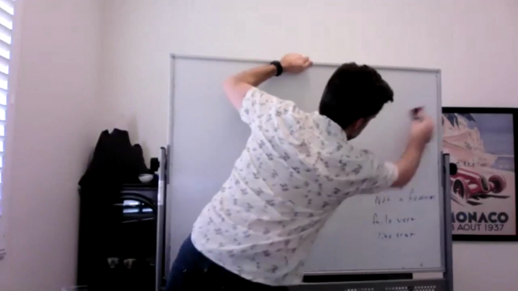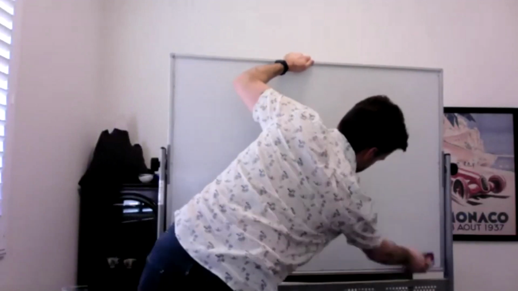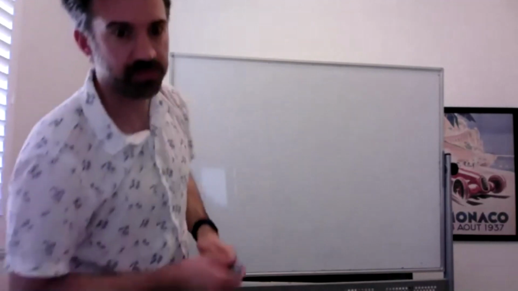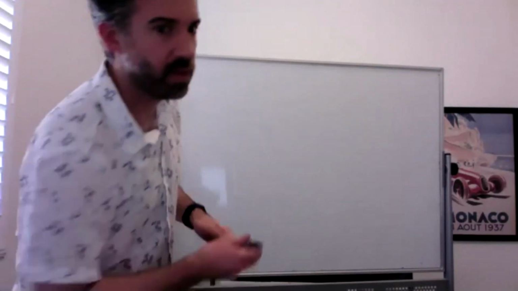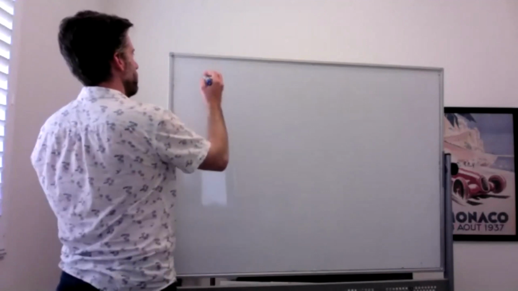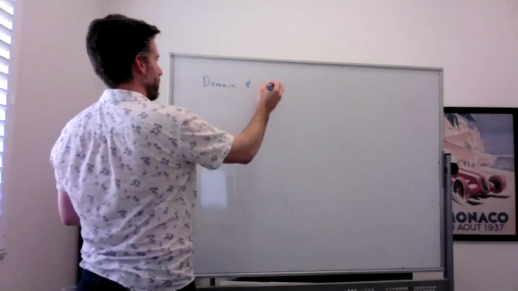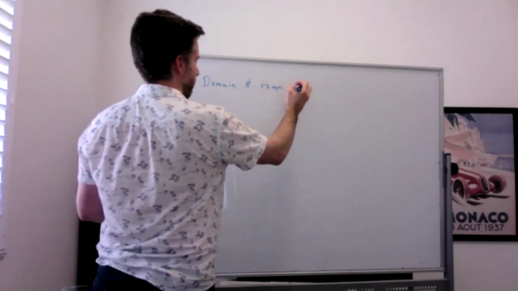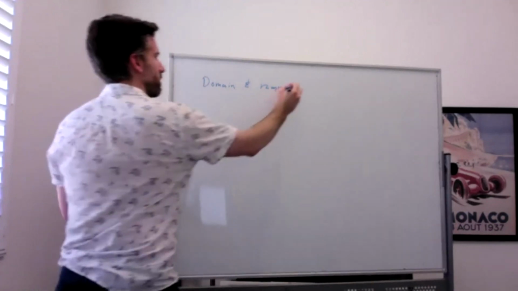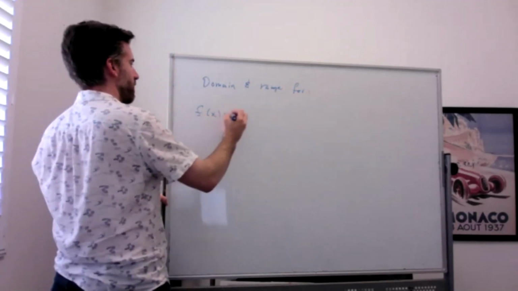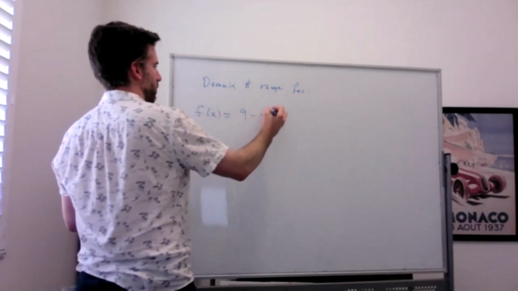So let's continue on. Let's talk more about domain. So let's look at, say, find the domain and range of some of the following things. Let's start with, say, f of x equal to 9 minus x squared.